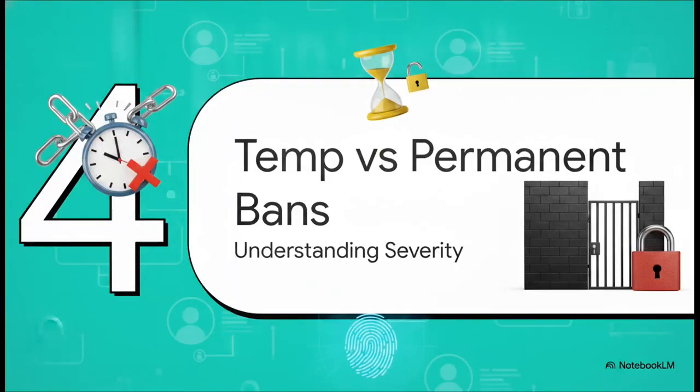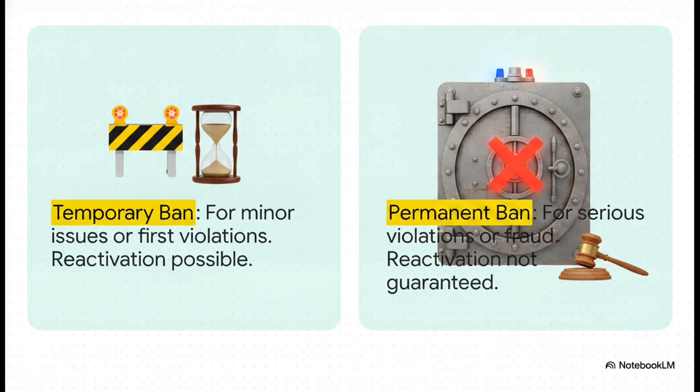Moving on to Section 4, temporary versus permanent bans. So not all bans are created equal. A temporary ban usually happens for a first-time violation or minor communication issues. In these cases, reactivation is highly likely after a review, assuming you follow the exact steps we just talked about. However, a permanent ban, that is a completely different story. If you were flagged for serious violations, repeated misuse of the free services, or, worst of all, submitting fake documents, reactivation is absolutely not guaranteed. The platform has a strict zero-tolerance policy for fraud, which makes sense, right? It's essential to keep the service quality high for everyone else.